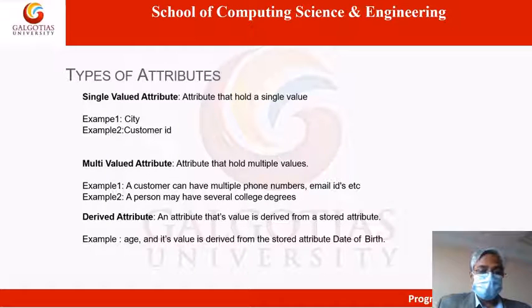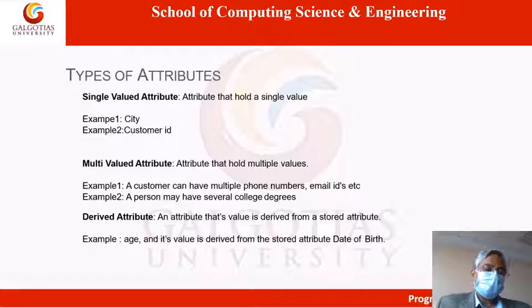Another example, a person may have several college degrees. He may have a graduation degree, a BSc degree, then an MSc degree, then a PhD degree. He may also have an MSc in computer science, an MSc in physics, an MSc in history, like this. So these are multi-valued attributes.